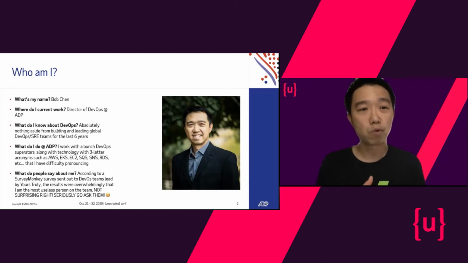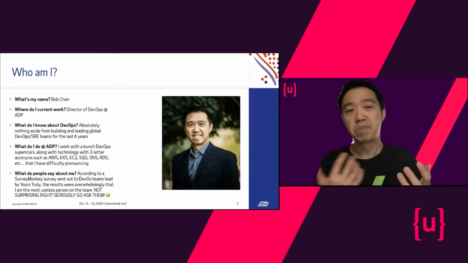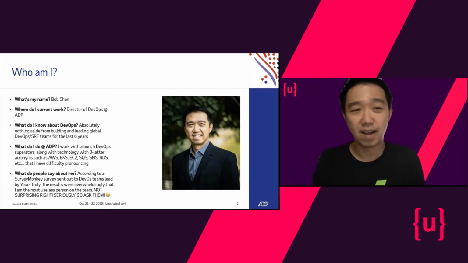What I do at ADP, I work with a bunch of smart DevOps superstars, along with technology with three-letter acronyms that I really don't know what it is. I've been told about AWS, EKS, EC2, SQS, SNS, RDS, and a bunch of others that I have difficulty pronouncing. What do people say about me? According to a SurveyMonkey that was sent out to my DevOps teams that I lead, the result is very overwhelming that I'm the most useless person on the team and I know absolutely nothing. But I'm serious. You can go ask them. I'll give you their contact info, and you can ask them.